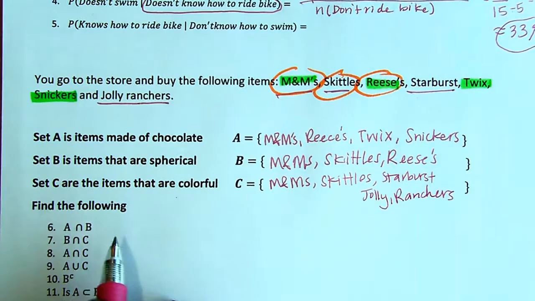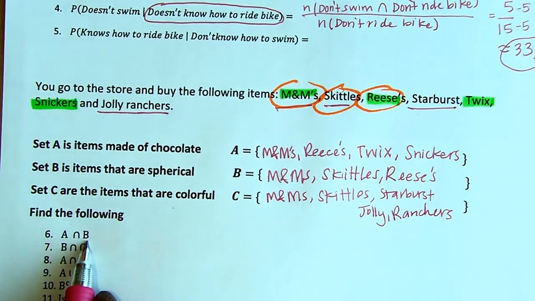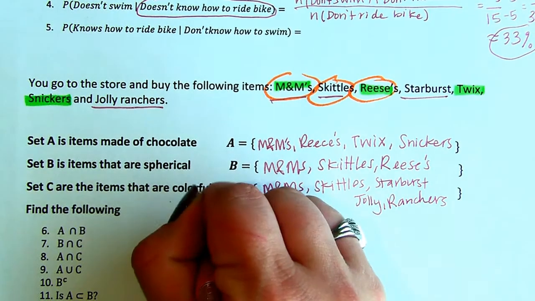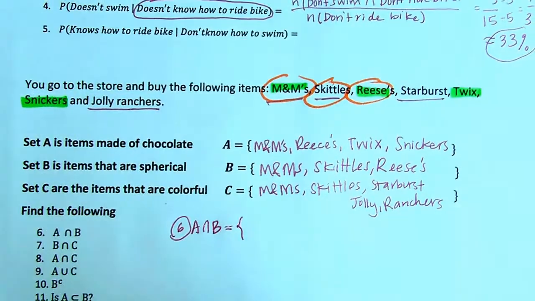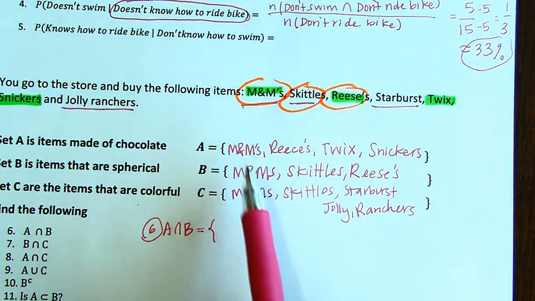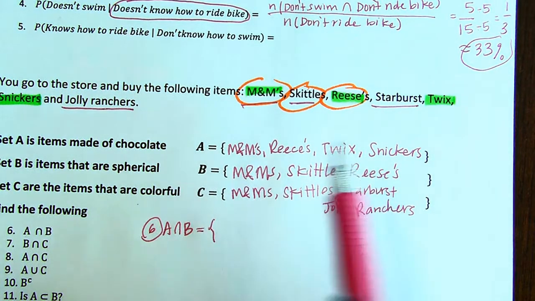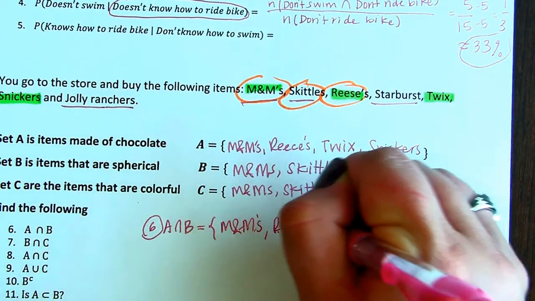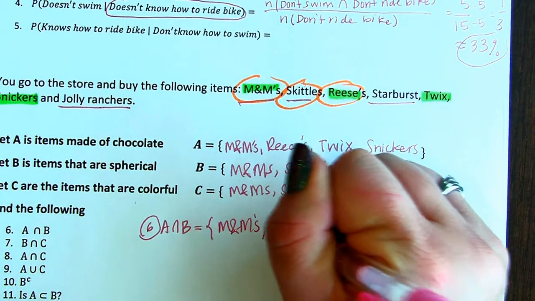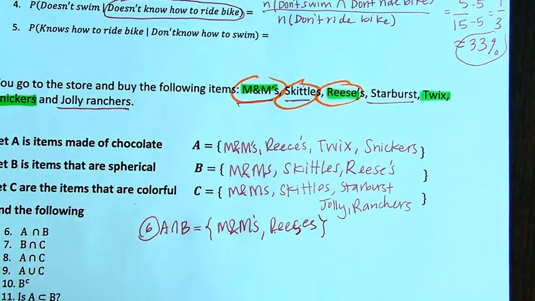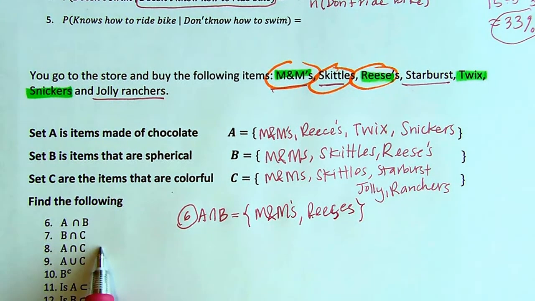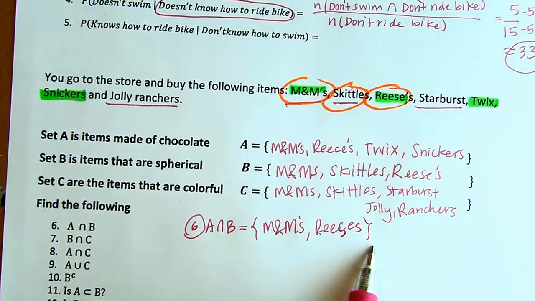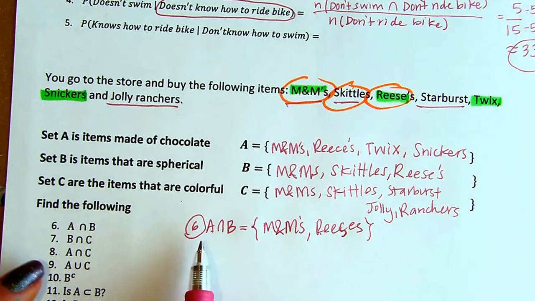Okay, so to find the intersection of A and B, intersection is what they have in common. A intersect B. So what does A have in common with B? They have M&Ms and Reese's. Okay. So for number 7, you find that intersection. Same thing for number 8. What do A and C have in common? And then you're writing out that set. So 7 and 8 are intersections.